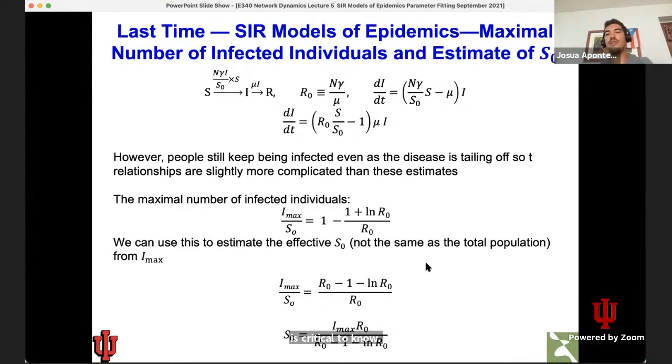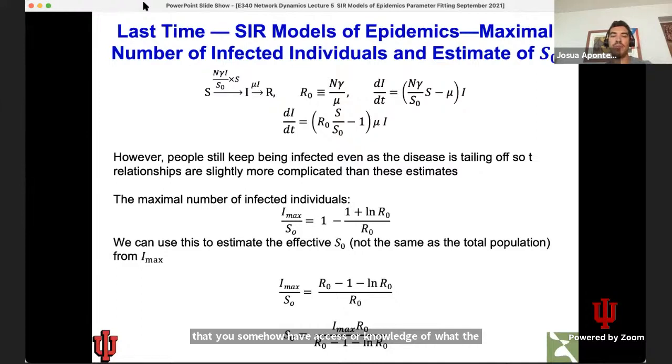Again, I do want to mention this, and this is something that we will come back to later. All of these estimates assume that you somehow have access or knowledge of what the parameters of the model are. The problem in real life is that we do not have direct access to the parameters of the model. So we have to somehow infer them from the data. And this is what the second part of the lecture is going to be about.